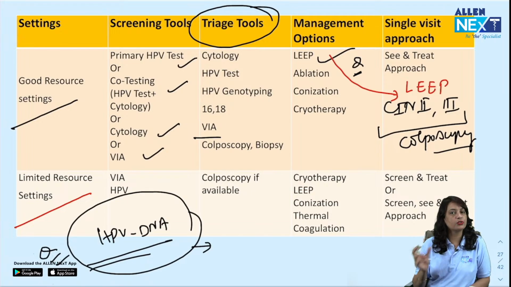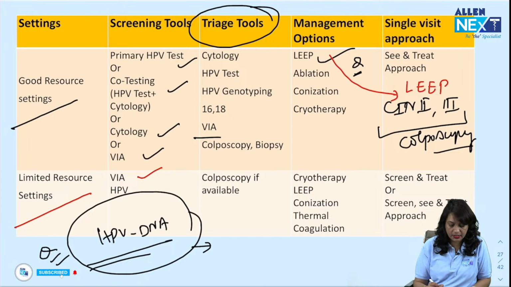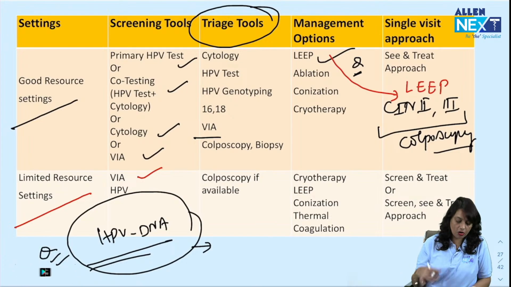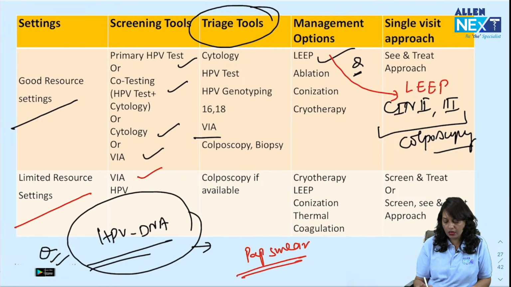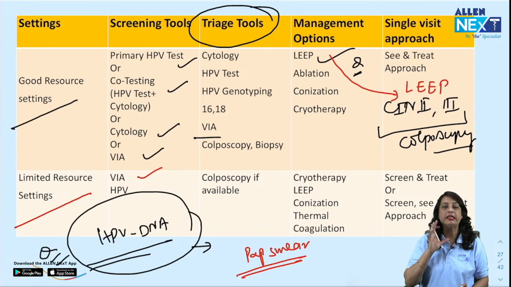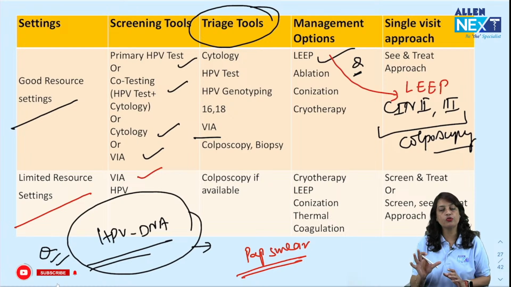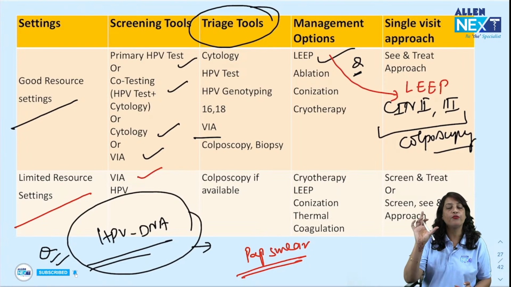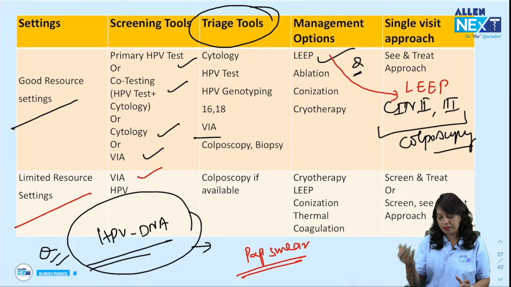Where there are limited resource countries, then VIA or HPV DNA testing is the screening tool which is done. Now why does WHO say pap smear is not as good as HPV DNA? The reason is any pap smear finding needs to be confirmed on colposcopy. So we should have a facility for colposcopy. We need a trained gynecologist for doing a colposcopy, because the health worker or the nurse cannot do the colposcopy. So that is why HPV DNA is a better screening modality than the pap smear.